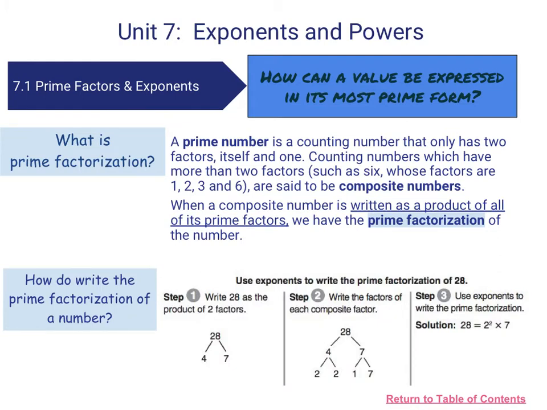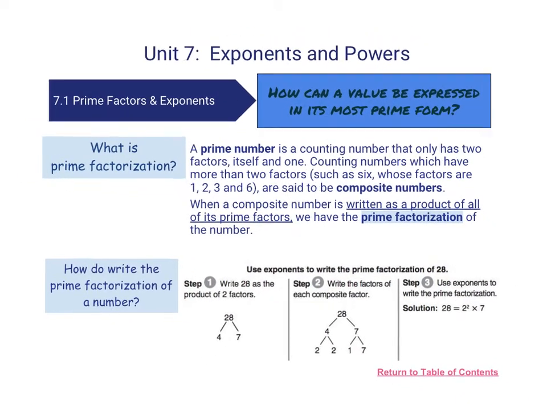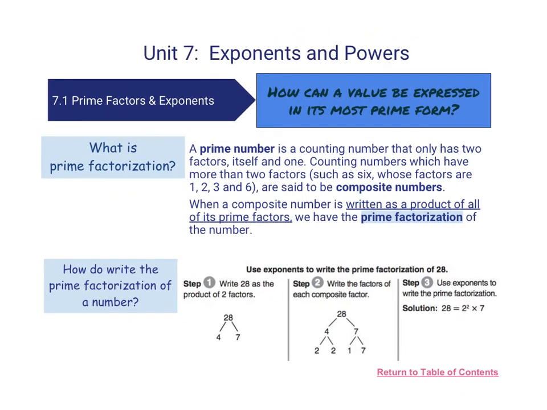All right, so how can a value be expressed in its prime form? Well, what is prime factorization? I guess a prime number is something that we need to talk about first. A prime number is a counting number that only has 2 factors, itself and 1. Counting numbers which have more than 2 factors, such as 6, whose factors are 1, 2, 3, and 6.